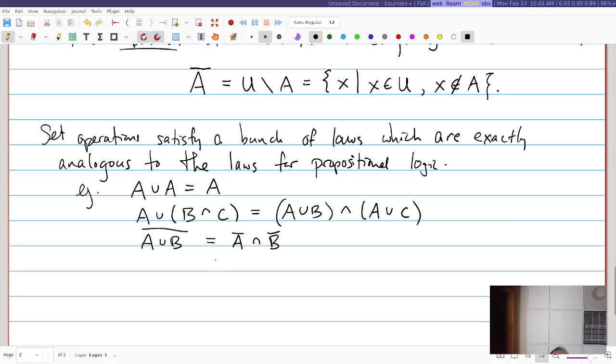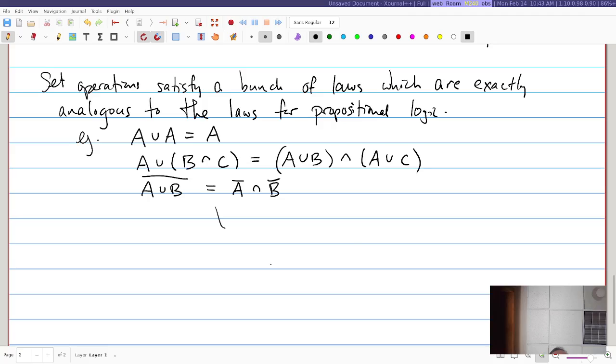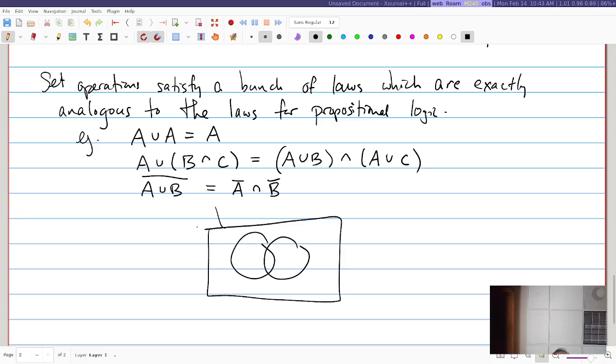Maybe this one I'll draw a Venn diagram just to show, right? So here's my universe U, and here's A, and here's B. So A union B complement: well, A union B is everything inside here. The complement would be everything outside, right? So that's this.